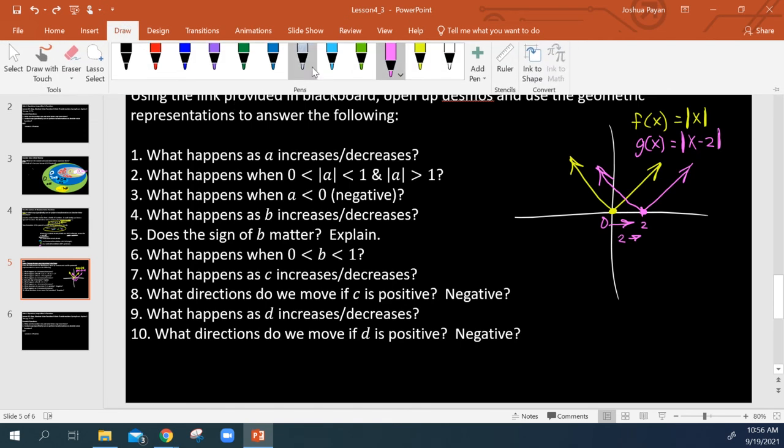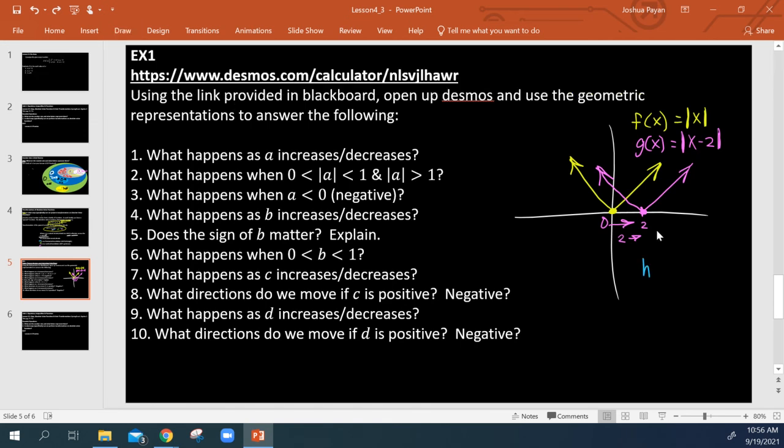If we had instead, let's say, h of x is equal to the absolute value of x plus 2, well, you can already guess this is going to shift us 2 units to the left, right? And again, it's going to look exactly the same. There's no horizontal stretch or shrink or anything, right? But it just was shifted 2 units to the left. Okay, so that can get confusing just because of the positives and negatives that occur there.